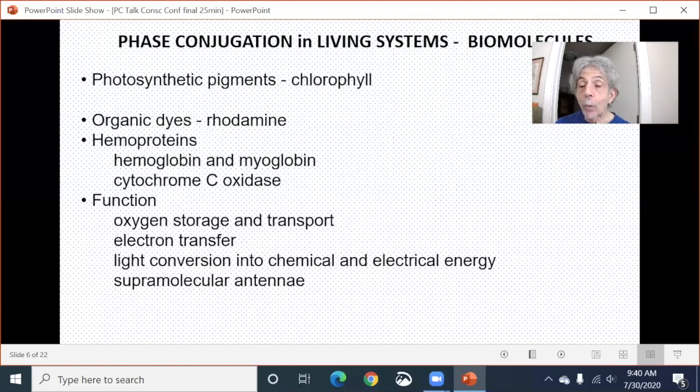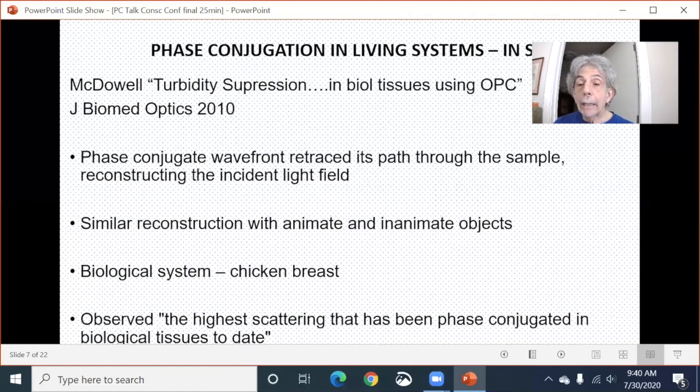I did see one theory proposed that these molecules act as supramolecular antennas, and I will talk a little more about the supramolecular nature when we talk about networks. It turns out that relatively recently, an article was published in the Journal of Biomedical Optics which actually measured optical phase conjugation in intact biological tissue, rather than in an individual molecule.